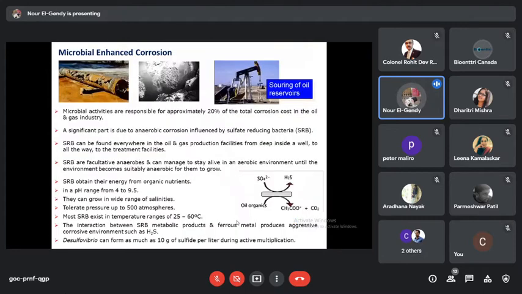It represents approximately 20% of the total corrosion cost in the oil and gas industry. SRB is the main problem because SRB can survive over a wide range of temperature and pH, tolerate high pressure, and also produce very aggressive corrosive gases like hydrogen sulfide, and acids. For example, one of the strains, Desulfovibrio, can form as much as 10 grams of corrosive sulfide per liter during its activation and multiplication period.